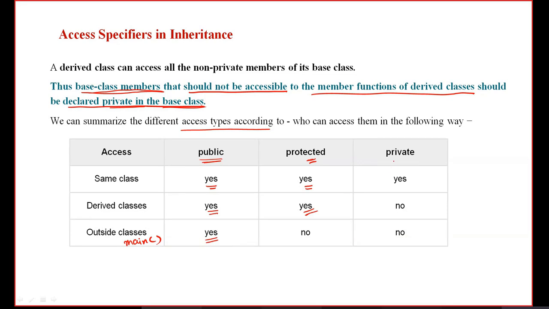Okay. Then in case of private inheritance, definitely members will be accessible in the same class, which means the base class. Those members which are private cannot be accessed in the derived class, nor can they be accessed outside the class, that is from the main.